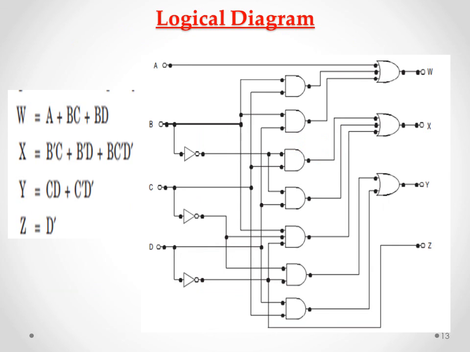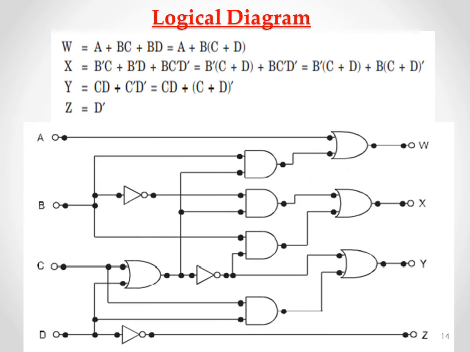We need a larger number of gates to draw the diagram. So to reduce the number of gates, we simplify the logical expressions by using Boolean algebra. Then we got the logical expressions this way. Now we have drawn the logic diagram with fewer gates compared with the previous implementation. Thank you.